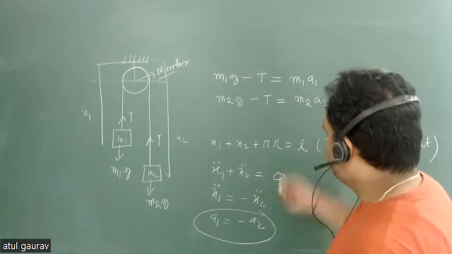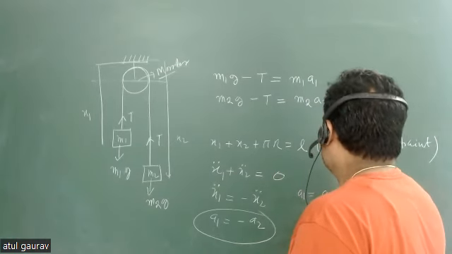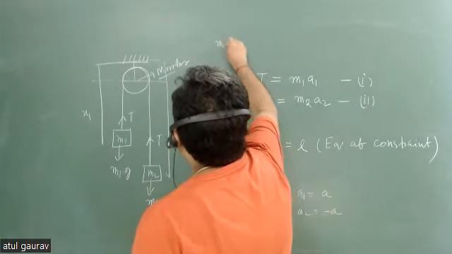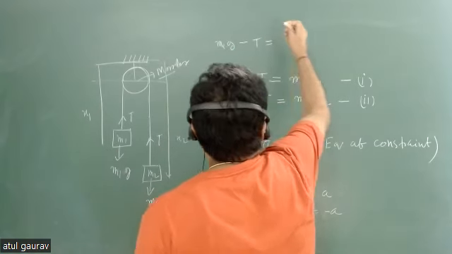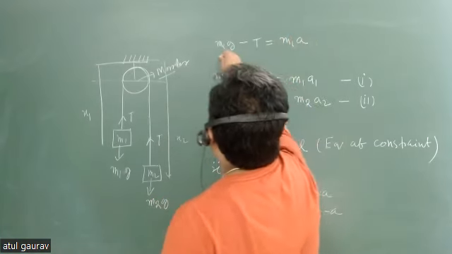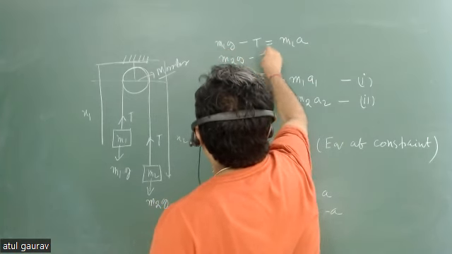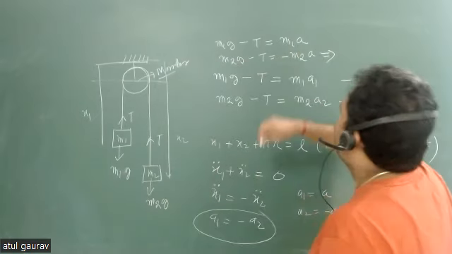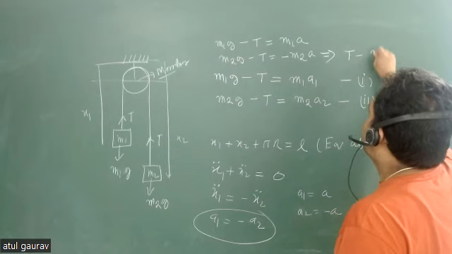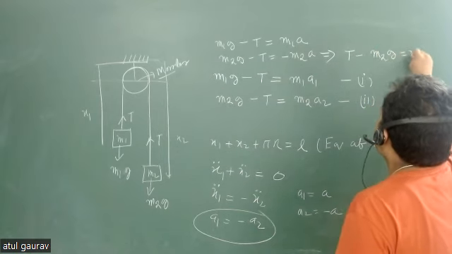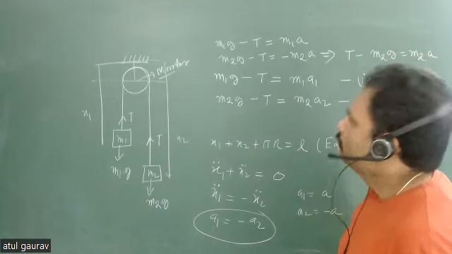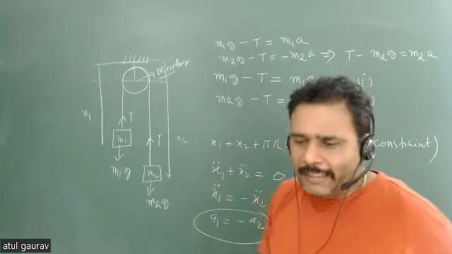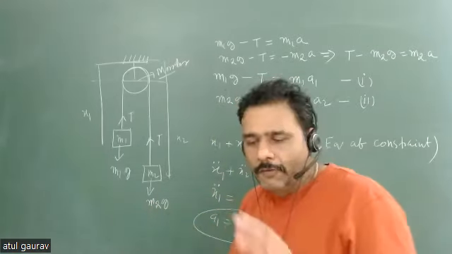Now I can convert it. I can assume A1 is equal to A, then A2 is equal to minus A, and I can put M1G minus T is equal to M1A, and M2G minus T is equal to minus M2A. In the book, they write it directly as T minus M2G is equal to M2A. In any book you will see they write it directly because this is very trivial. Everyone can see that if this goes up, this goes down, and the acceleration of both is the same.